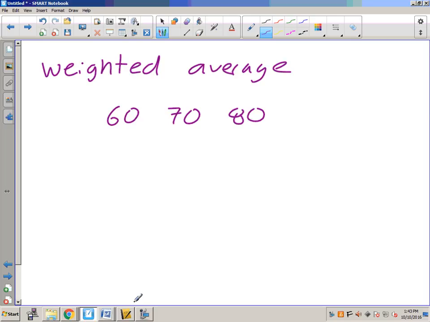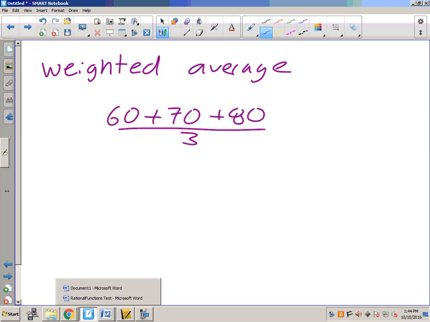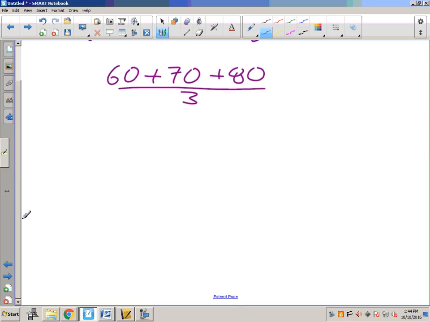But how would you mathematically calculate the average? You add them all up and divide by 3, because that's how many there are. So that's one way to do an average, and that's how most of you guys are used to doing averages. I'm going to show you another way that you can do an average. It's actually the same calculation as this, it just looks a little different.